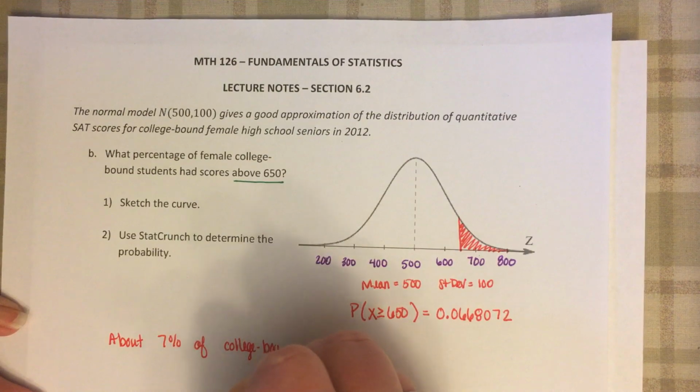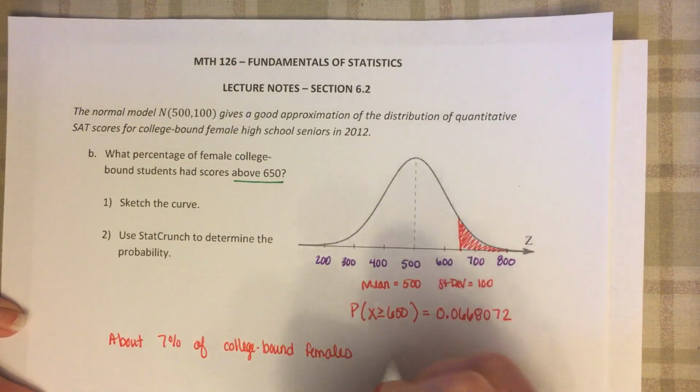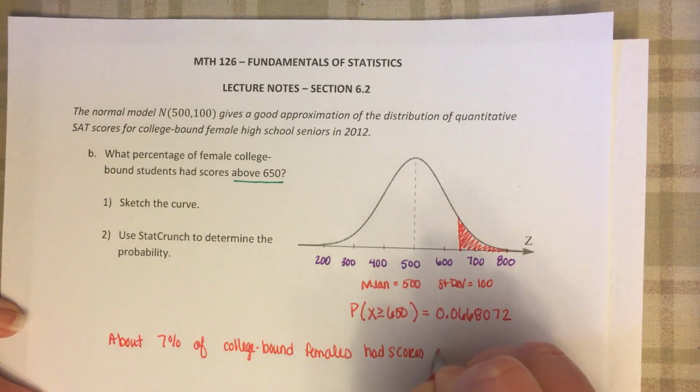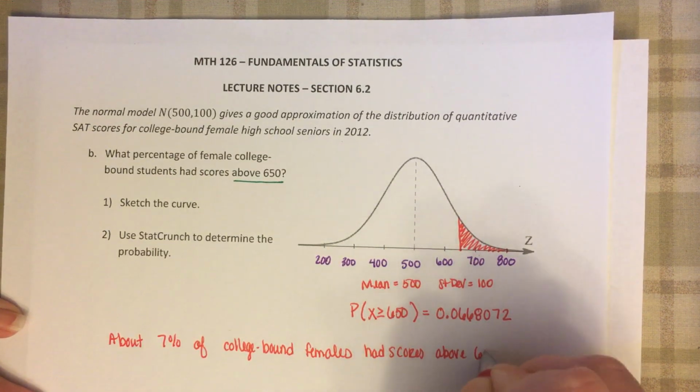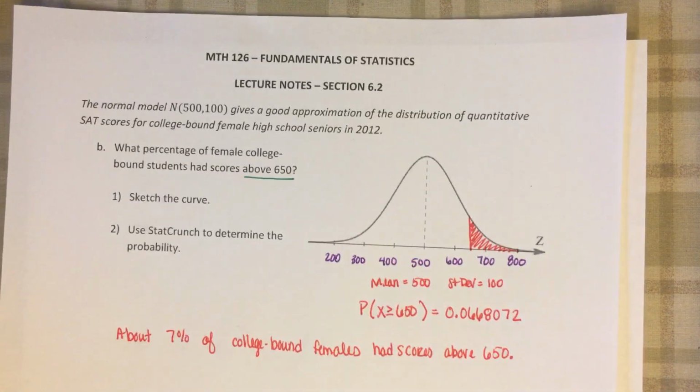of college-bound females had scores above 650. Again, in both A and B, we had a relatively small area that was shaded. We had a relatively small corresponding percentage.